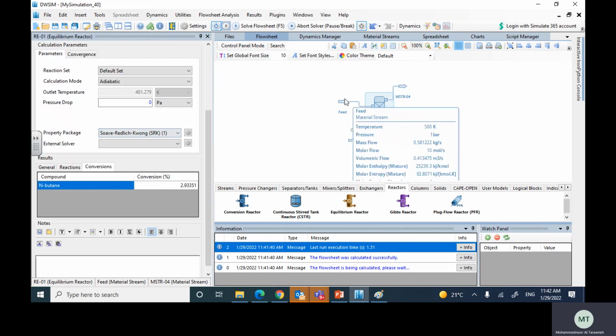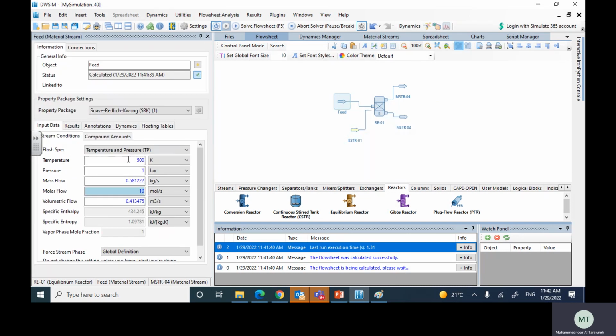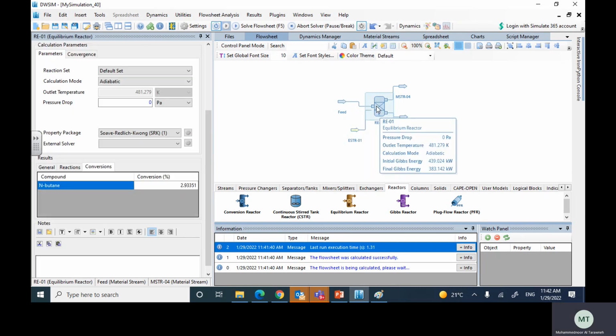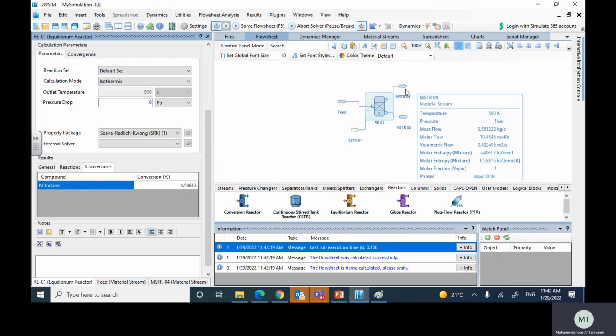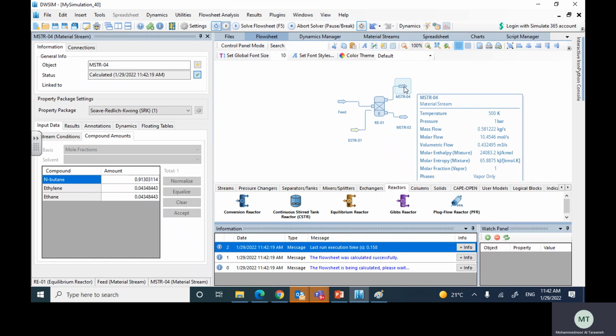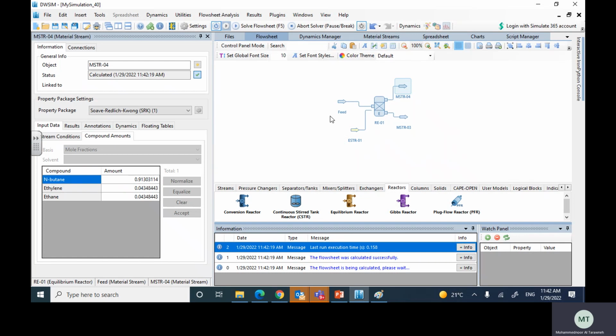So each time we change the initial temperature of the feed, and we fix the temperature, we fix the calculation mode at isothermal. So each time we fix the temperature, we have different mole fractions. Thank you. This was the first part.